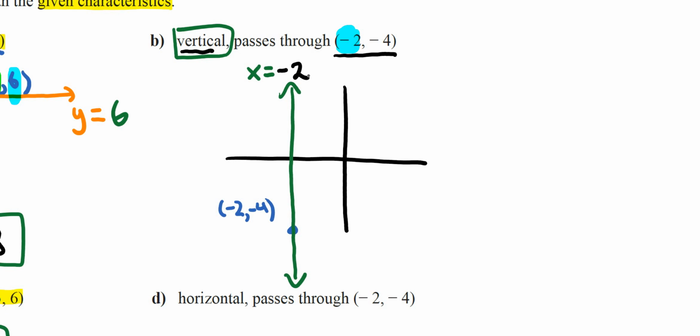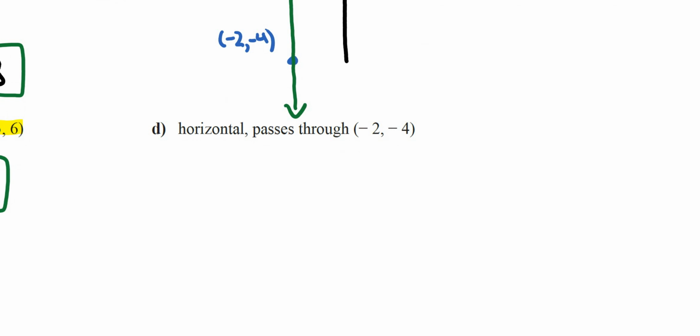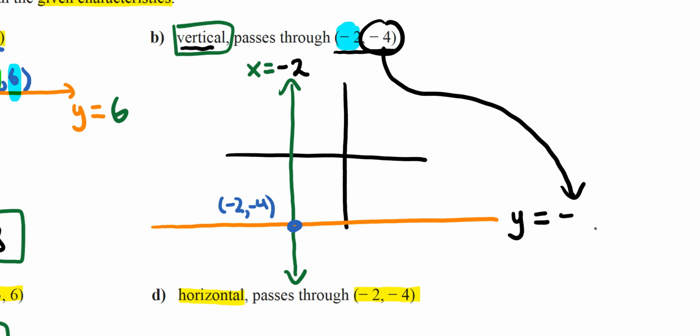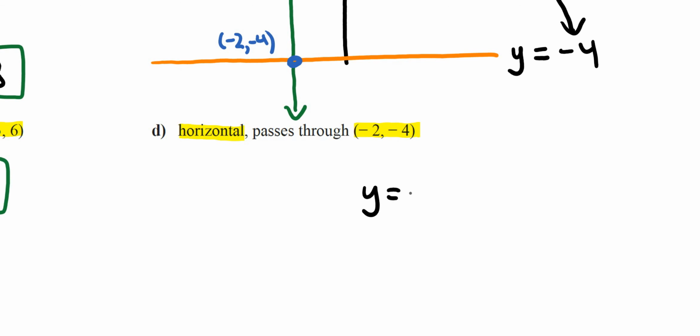Okay. And for question 5d, very similar to 5b, this time I have a horizontal line that passes through the point -2, -4. So going back to my graph here, if I draw a horizontal line that passes through that point of -2, -4, what's the equation of that orange horizontal line? Well, a horizontal line starts off as y equals. And what's the height of that orange line there? Well, the height is -4, right? So the equation would be y equals -4. So for 5d, the answer is y equals -4.